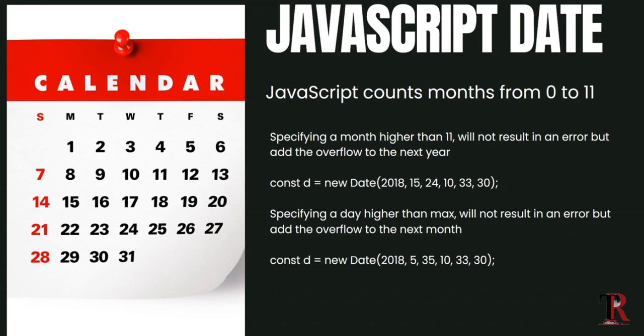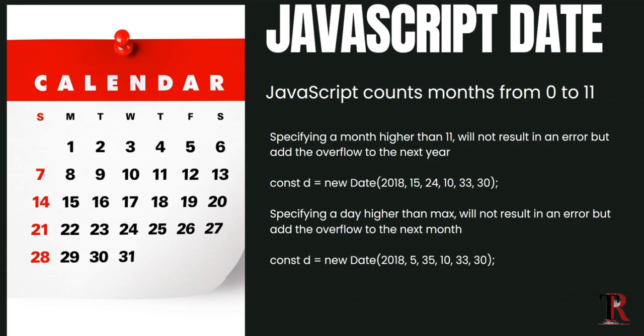And also, specifying a day higher than the max will not result in an error, but will add the overflow to the next month. From January to December, we have months that end on 30 and months that end on 31. So if you specify a day that is higher than the normal range, let's say 35 or 40, it also will not result in an error, and it will be treated like the first important thing that I've said. It will instead be added as an overflow to the next month.